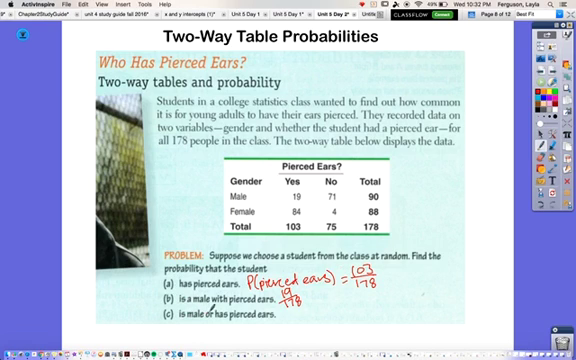And so this time we're worried about if you're a male or you have pierced ears. So what we would need to do for that is that's going to be the probability of A being male or B having pierced ears. So what we would do is we would say the probability that you are a male, there are 90 out of 178 people that are male, plus the probability that you have pierced ears, which is 103.